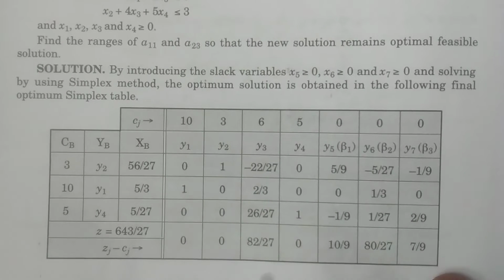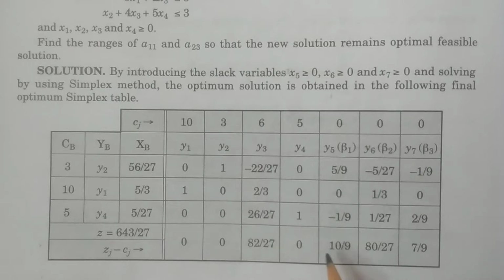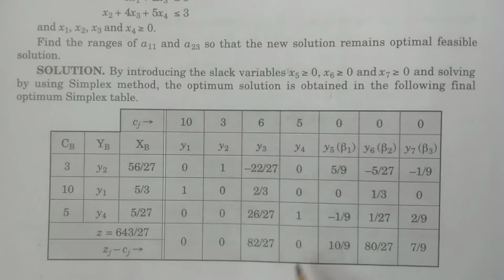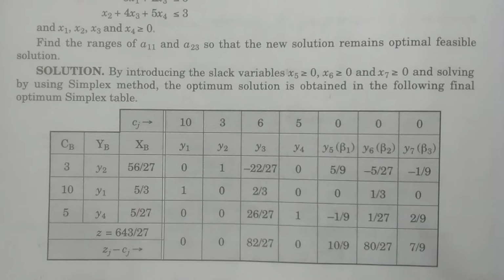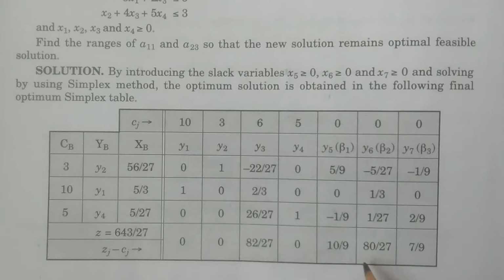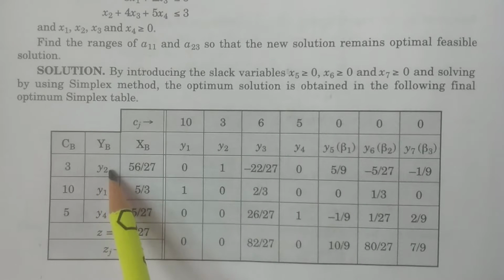So after calculating the optimum solution by using the simplex method, we got this particular solution. After applying the simplex procedure, the final optimum simplex table and the final optimum solution are obtained here. If you read here, what are the vectors? y2, y1, y4, which are in the basis.